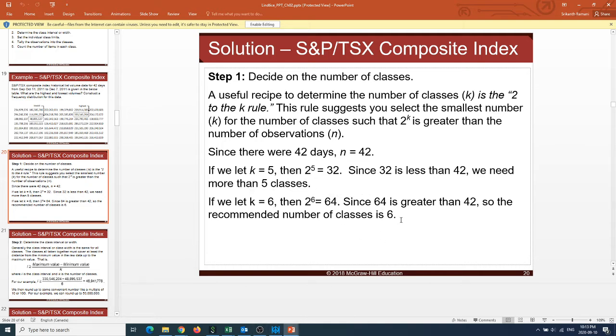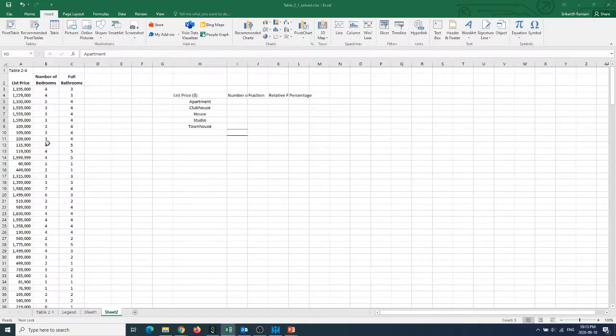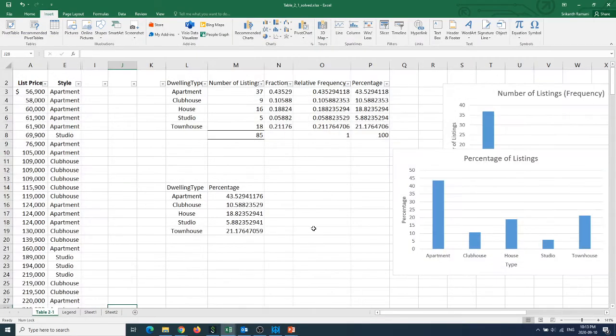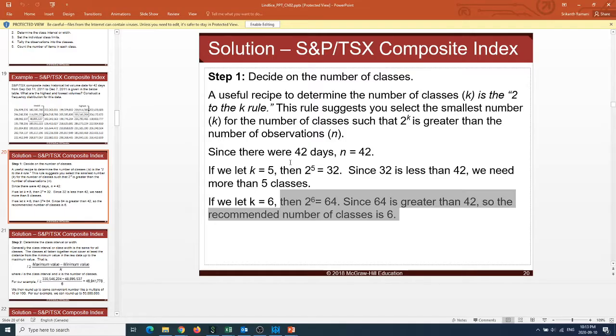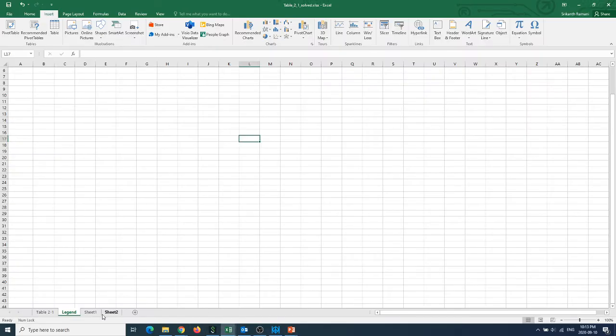If you apply this rule to our observations, how many observations do we have? We learned that there were 85 observations, so we knew that 2 to the power 6 is 64. So we need more than 6 classes. 2 to the power 7 is definitely twice that, and so that would be more than 85. So 7 classes is what we're looking at.